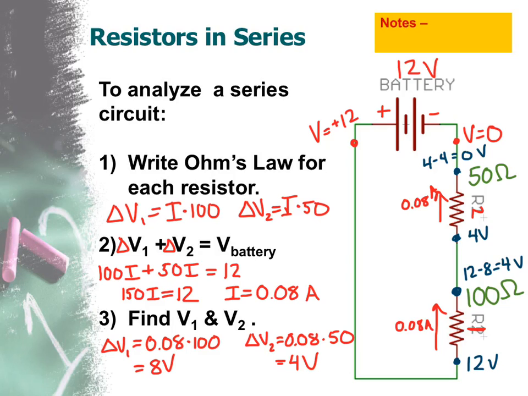So that is how you analyze a series circuit. I now know the current flowing in through here. I now know the amount of electric potential that drops from here to here, and the amount of electric potential that drops from here to here, or the amount of voltage that drops from here to here.